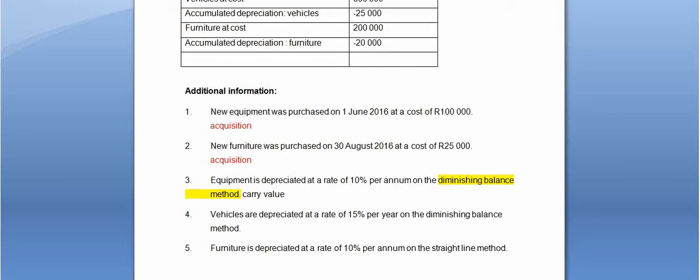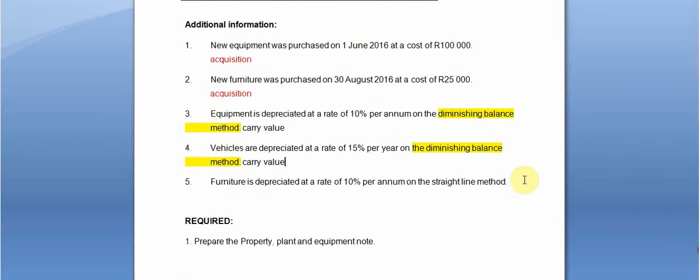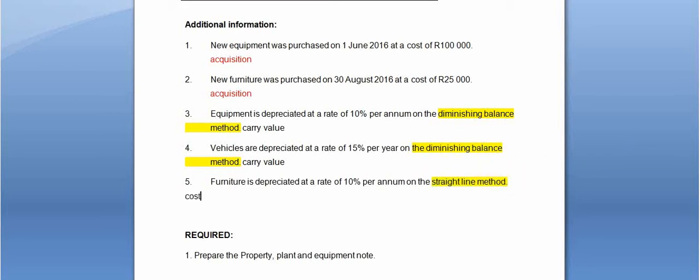Then number 4, vehicles are depreciated at a rate of 15% per year, also on diminishing balance method. Again, important information. I will again highlight, just indicate to myself I need to calculate the depreciation based on the carry value. Then furniture is depreciated 10% per annum on the straight line method. Very important information, straight line method. And again, I just make a note for myself to make sure that I remember. Now I need to use the cost when I am calculating my depreciation.